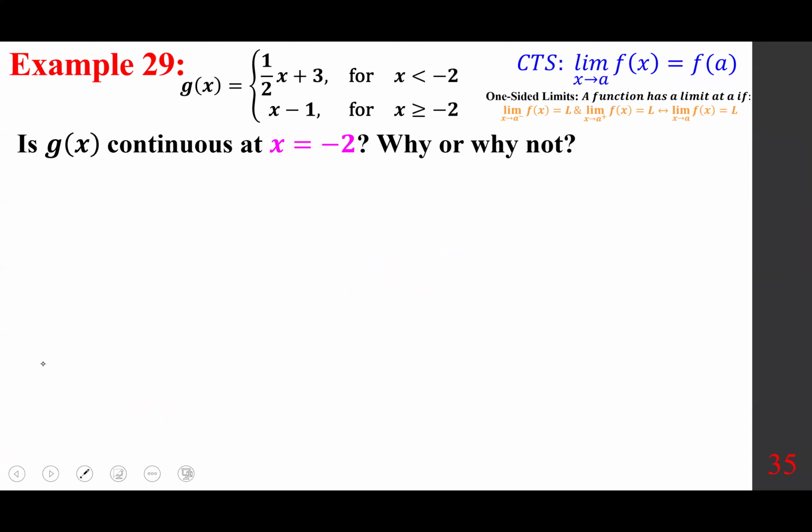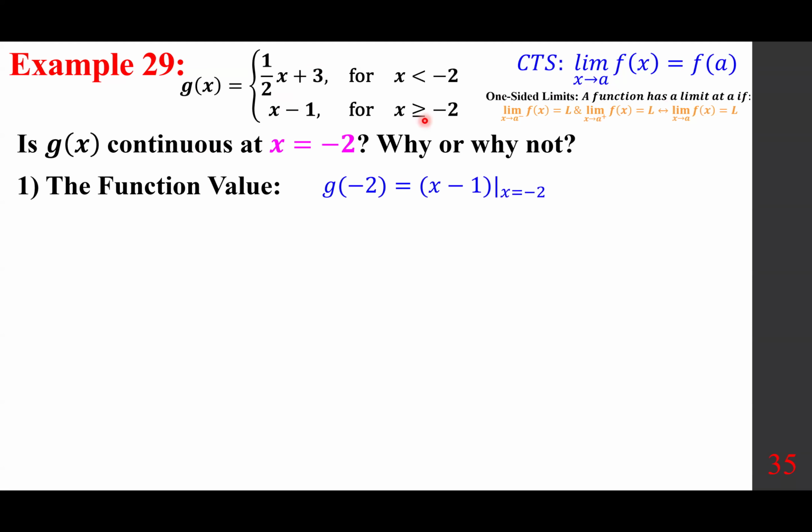Is g(x) continuous at x equals -2, why or why not? G(x) is a piecewise defined function. Each piece is a linear function, and the entire domain of negative to positive infinity is defined. So we use the one-sided limit. A function is continuous if the limit of f(x) as x approaches a equals f(a). So first we start with the functional value. The functional value uses the equality, and when we plug in -2, we get -3.